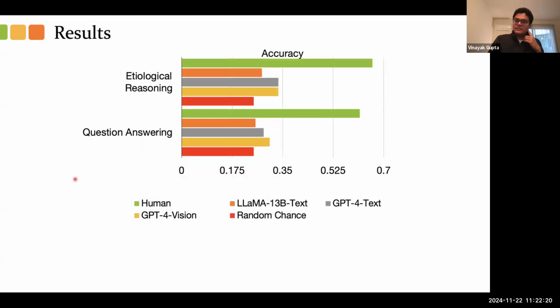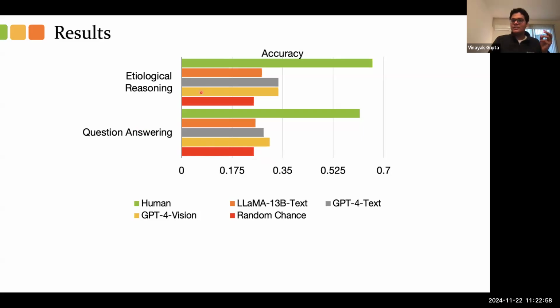The results are quite surprising. We note that even the best large language models like GPT-4 Vision and GPT-4 Text, which have all the worldly knowledge, perform inferior to human performance. This red bar is actually random performance. So you have MCQs. If you randomly select any option, there's a 25% chance you'll be right. So random is here. Then you have GPT-4 Vision, which was given a time series and asked to identify what the right description or the right answer to the question will be.